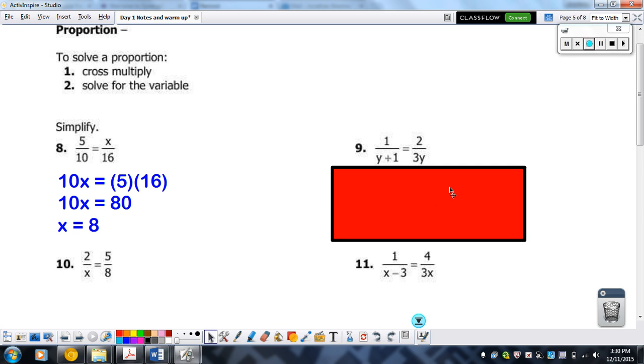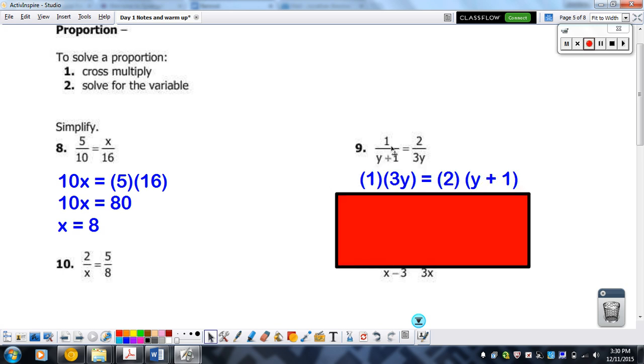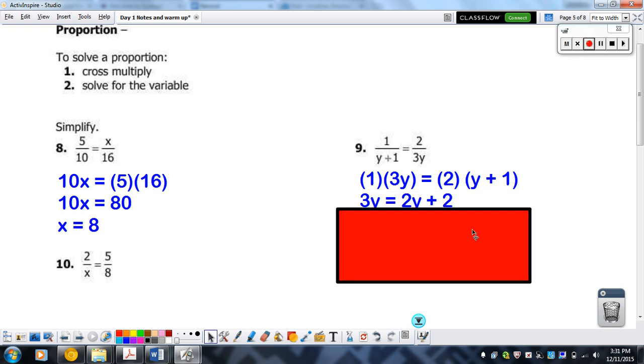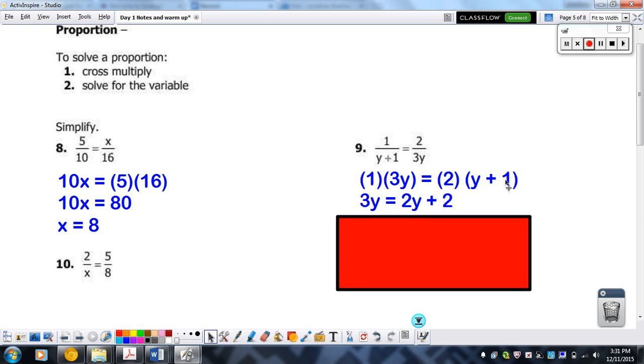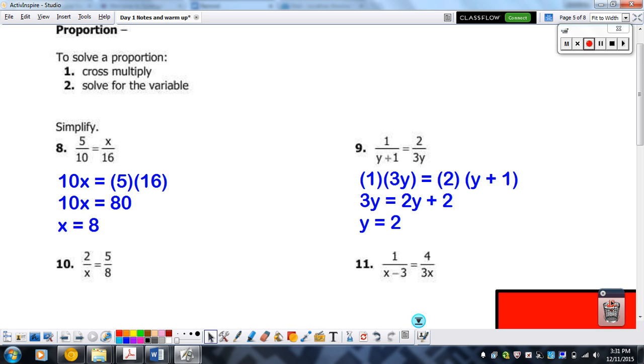Over here on number 9, we have 1 over y plus 1 equals 2 over 3y. You're going to do the same thing here. You're going to have 1 times 3y equal 2 times y plus 1. Be careful here because we have to distribute this 2. So 1 times 3y is 3y, and 2 times y plus 1 will equal 2y plus 2. We then subtract 2y from both sides and get y equals 2.